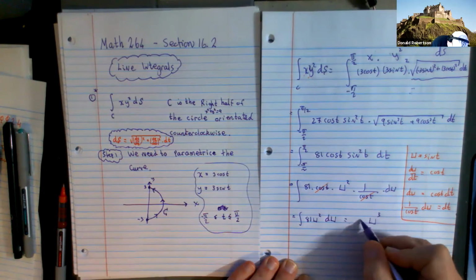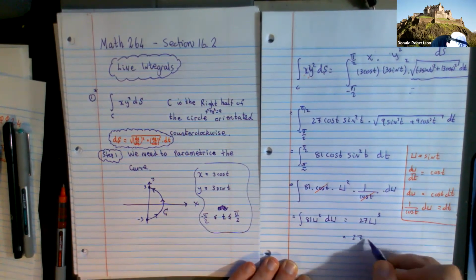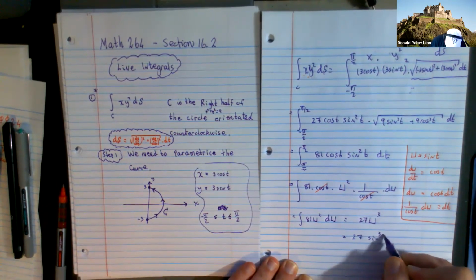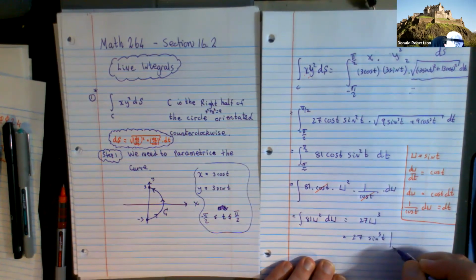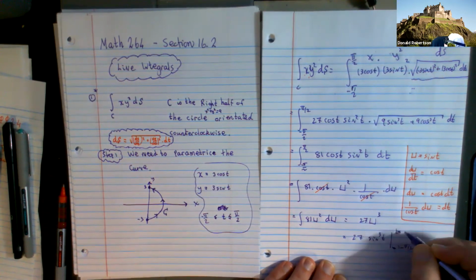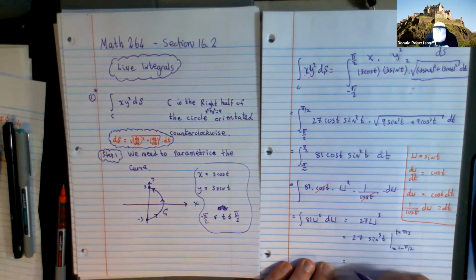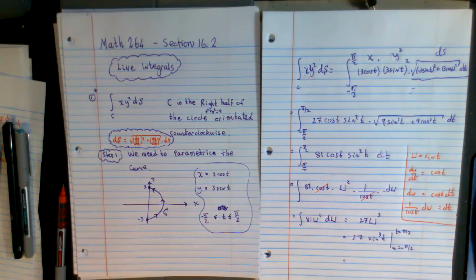So that gets me 27 u cubed, which I'll then turn into sine t. So it's 27 sine cubed t. And then at this point, I'll put in the negative pi upon 2 and the positive pi upon 2. Okay, what's the sine of pi upon 2? One. Oh, yeah. You surprised me for a minute.